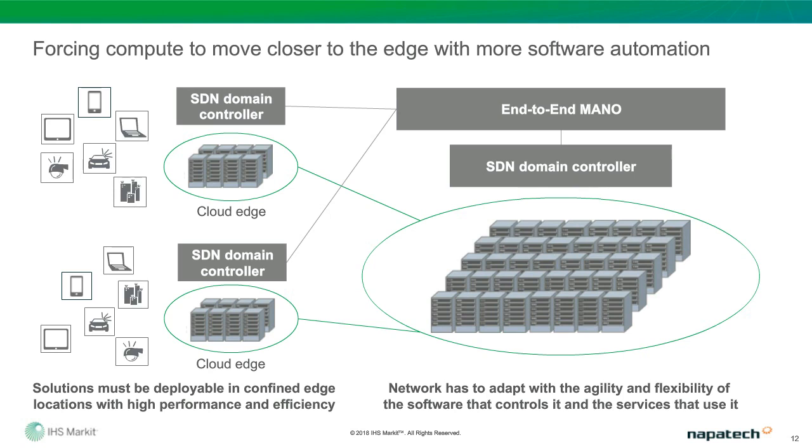But in the hyperscale data centers, we're also going to see new demands, because the networks, as we've seen, are going to have to be much more agile and flexible than they are today to support these different types of services. This is where SDN and NFV come in. SDN and NFV can only be as agile and flexible as the network and the data center that's supporting them. So there is going to be a demand for those compute platforms to adapt with the same kind of agility and flexibility as the software that's controlling them and the services that are using them.